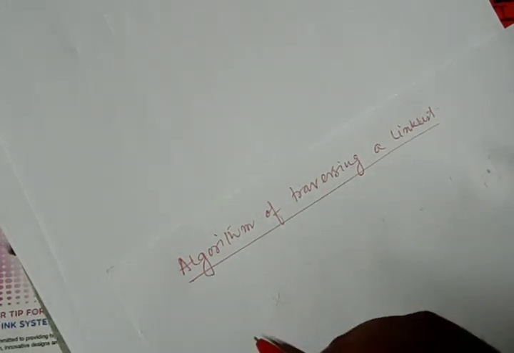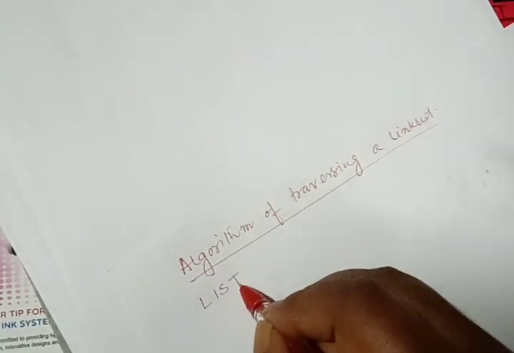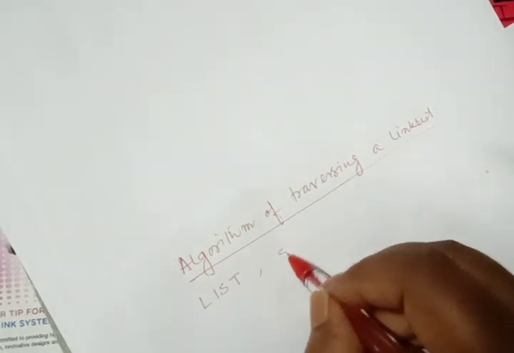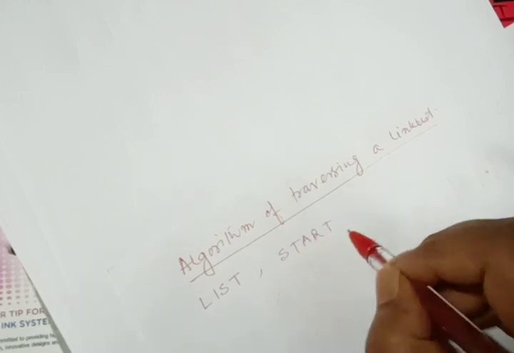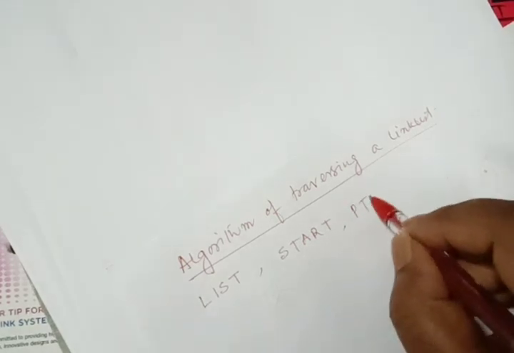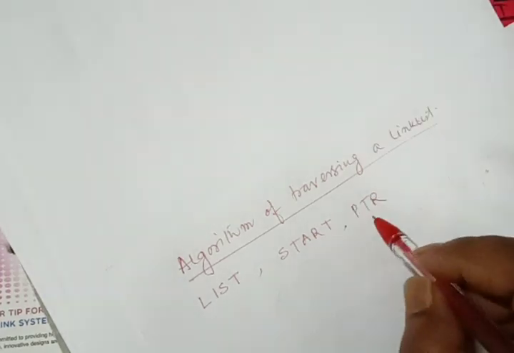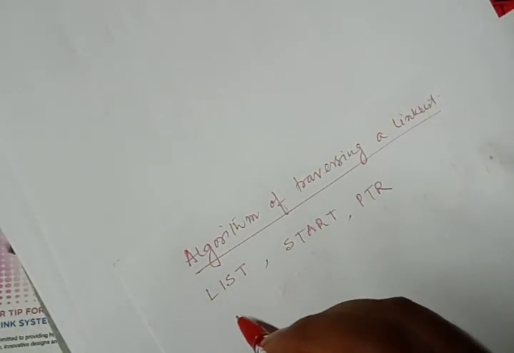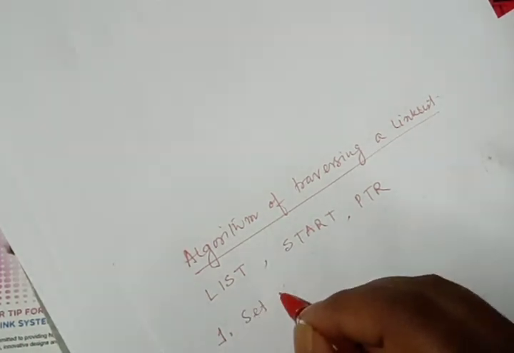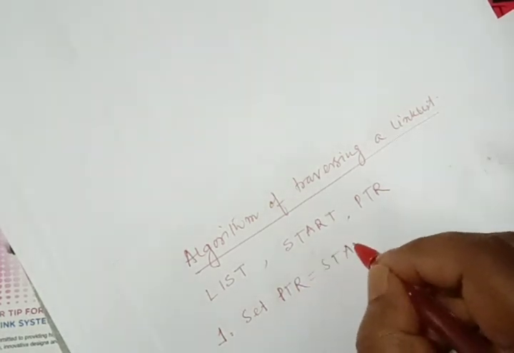Okay, so in that case we have to assume the different parameters of the variables. List is a linked list which is in memory, and start is a variable which holds the address of the starting node. ptr is a pointer variable which points to the node currently being processed. Now what is the first step of the algorithm? So we have to set the variable ptr with the address of the starting node.